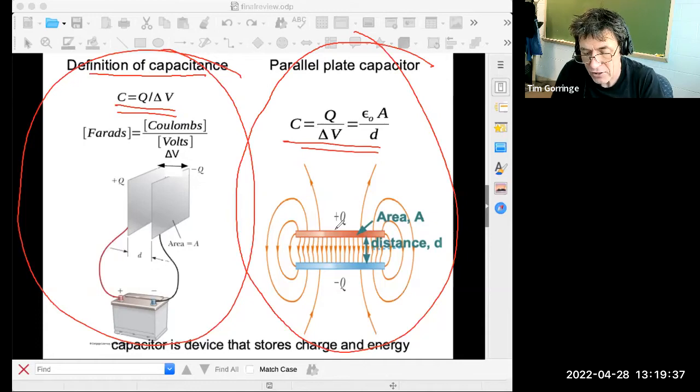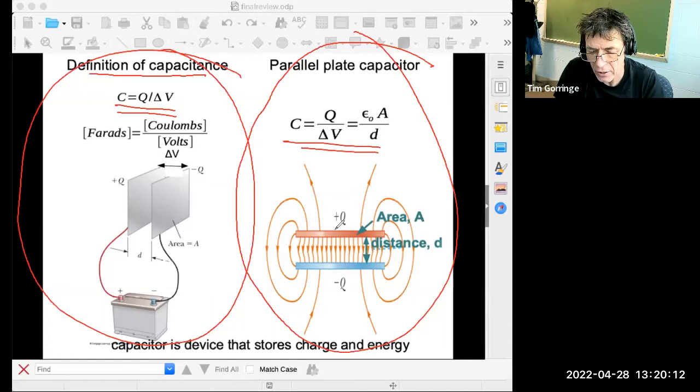If you have a small separation between the plates, then the field between the plates only exists over that small gap. That doesn't cost much energy, so it's easy to store charge. If you have a large separation between the plates, then that field has to extend over that large separation. That costs much more energy, so that makes it much harder to store the charge. So small separation leads to a small capacitance. Sorry, small separation leads to a large capacitance.